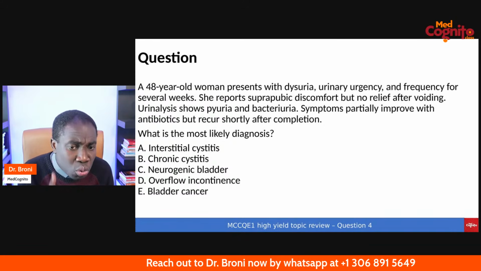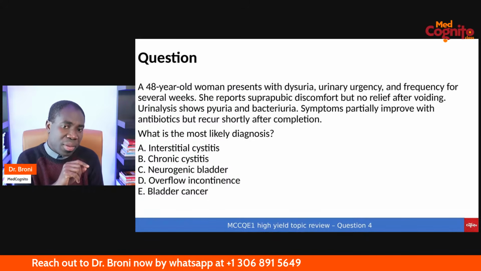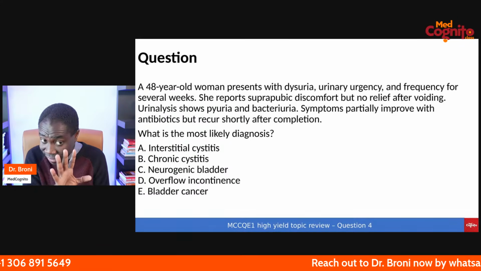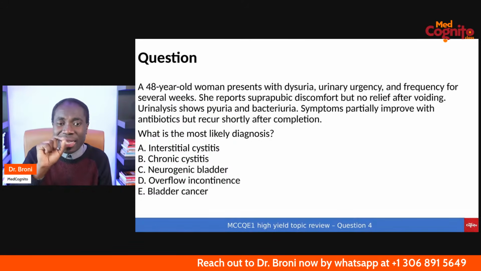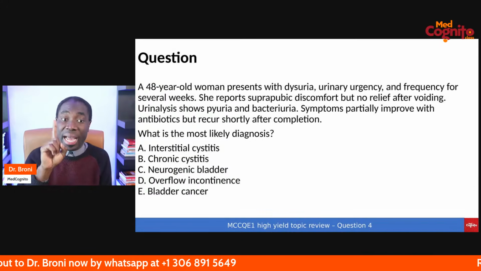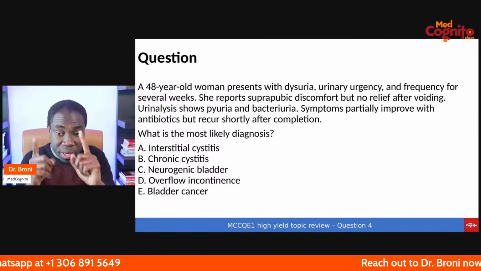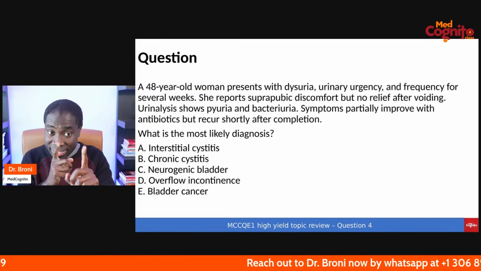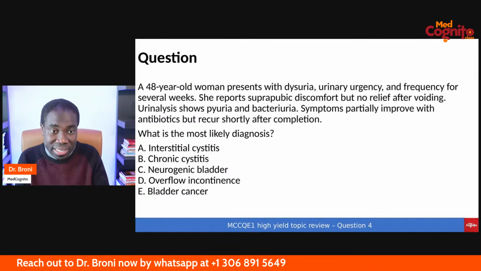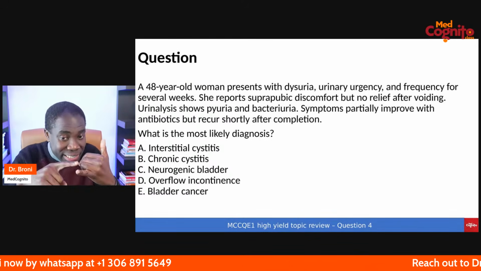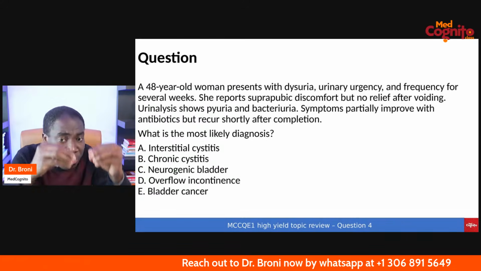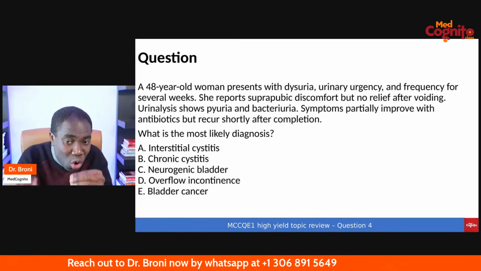A 48-year-old woman presents with dysuria, urinary urgency, and frequency for several weeks. Look at it very well. Several weeks. Now she reports suprapubic discomfort, but no relief after voiding. So this is where you should be able to separate those two. By the way, when I say those two, which two diagnoses am I talking about? Doctors, listen to this. The patient has been having dysuria, urgency, and frequency for several weeks. Now she reports suprapubic discomfort, but no relief after voiding.